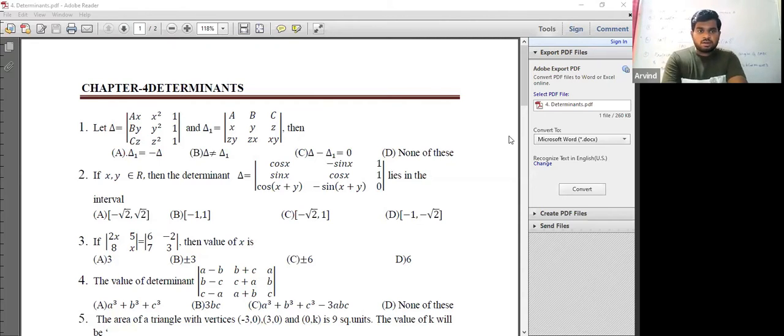Okay, the first question. Let delta be the determinant with rows ax, x squared, 1; by, y squared, 1; cz, z squared, 1, and the determinant delta 1 be with rows a, b, c; x, y, z; zy, zx, xy. Then which is the correct option? Delta 1 will be negative of delta, delta 1 and delta are not equal, delta minus delta 1 is equal to 0, none of these. Will you give it a try? You can do it using properties of determinants. You have to just use properties of determinants.